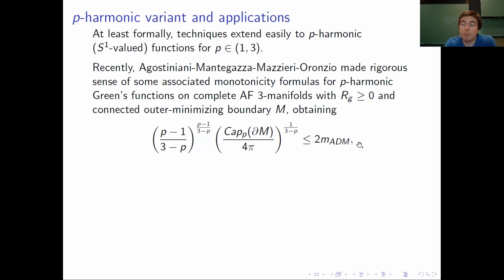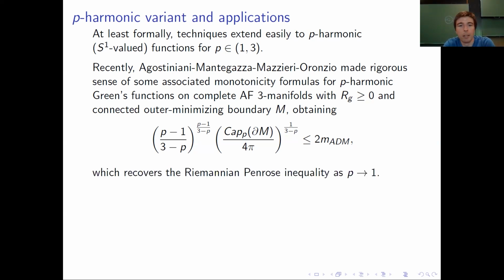Now, the p-capacity, as p goes to 1, it's again not too hard to see from the coarea formula that it's going to converge to the area of the least area minimal hypersurface, right? The least area beyond that horizon, right? So in particular, as p goes to 1, they recover the Riemannian-Penrose inequality.